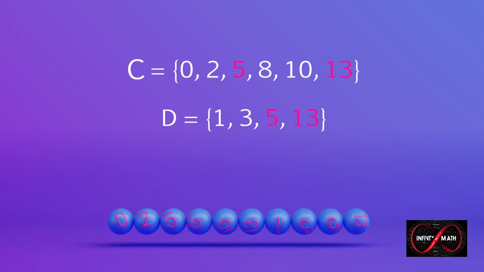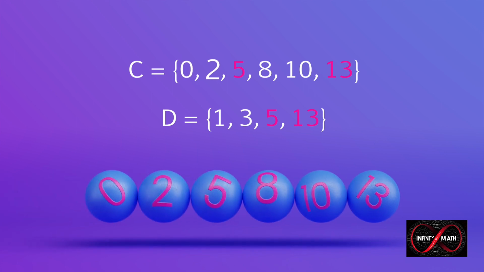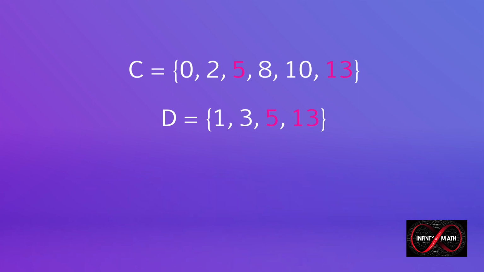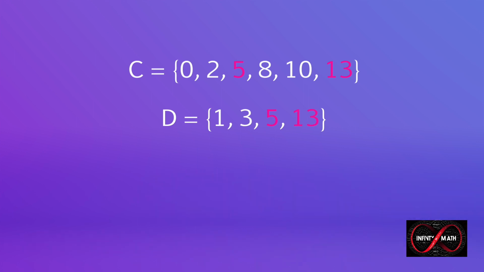Now let's take a look at these two sets of numbers, C and D. These are the numbers marked on this group of 10 balls. The set C contains 0, 2, 5, 8, 10, and 13, while the set D is made up of 1, 3, 5, and 13. C is composed of 6 numbers, whereas D is made up of 4 numbers.